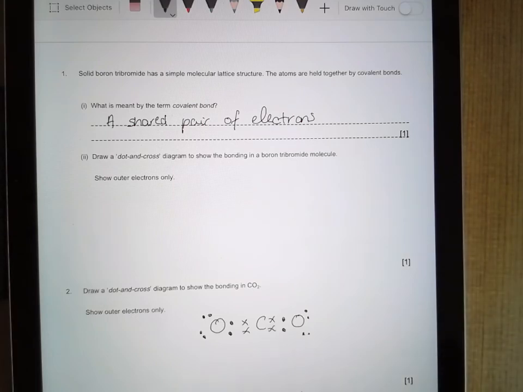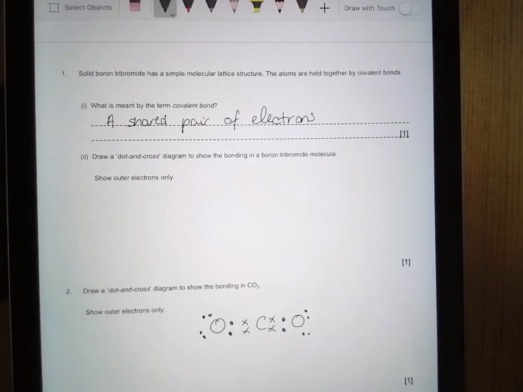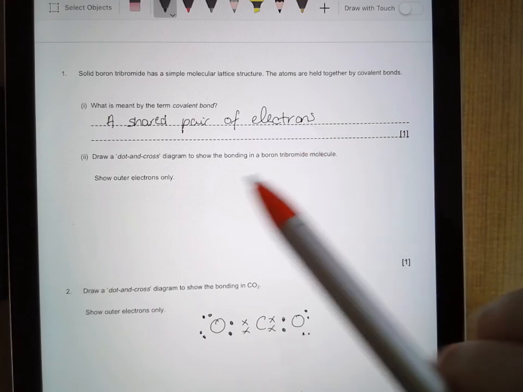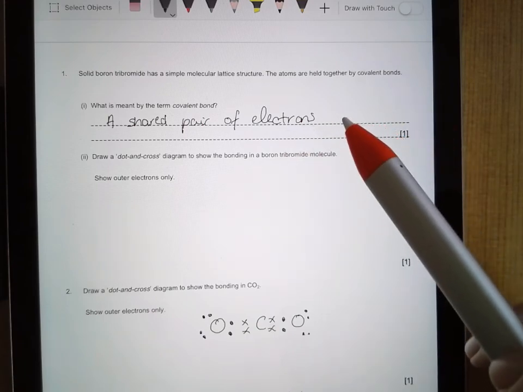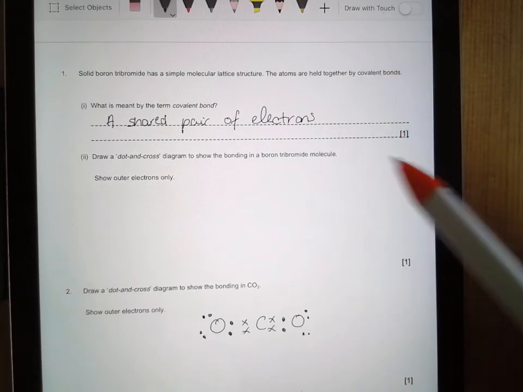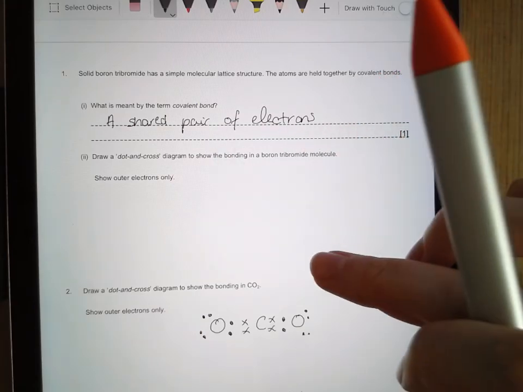The first question is, what is meant by a covalent bond? The answer is a shared pair of electrons. You have to mention the word shared. You have to mention the word pair of electrons. Okay, there is a longer definition, the electrostatic force of attraction between a shared pair of electrons and two bonding nuclei. But when you're only asked for 1 mark, they just want a shared pair of electrons.